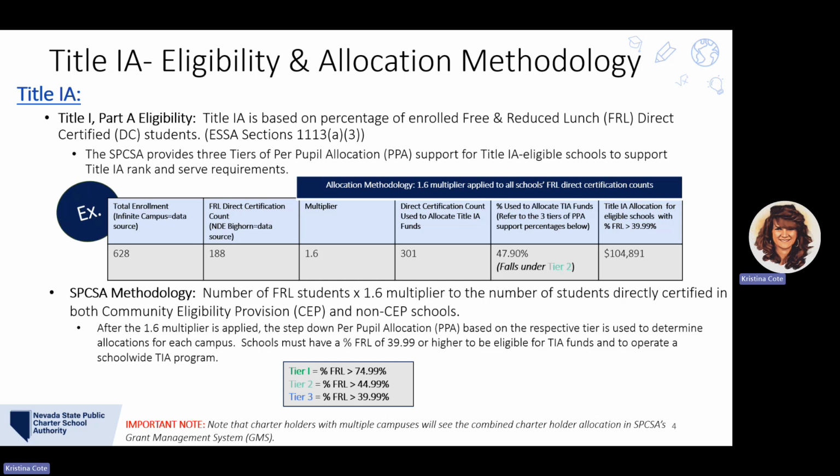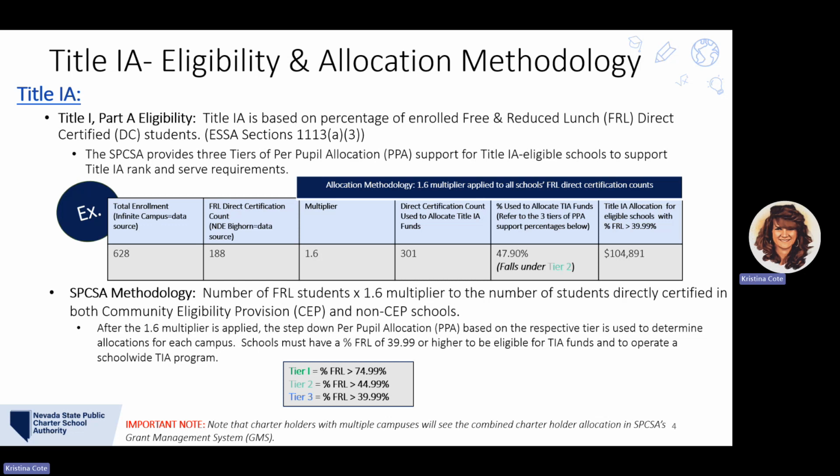Per ESSA Section 1113A3, Title I-A is based on a percentage of free and reduced lunch direct certified students. Free and reduced direct certification files are downloaded from NDE's Bighorn Data portal and are used as the verified data source for FRL counts, or free and reduced lunch counts. An enrollment export from Infinite Campus is the data source for total school enrollment. From this information, a tiered per pupil allocation, also known as PPA structure, is applied as a methodology to support rank and serve requirements under the Title I-A program.